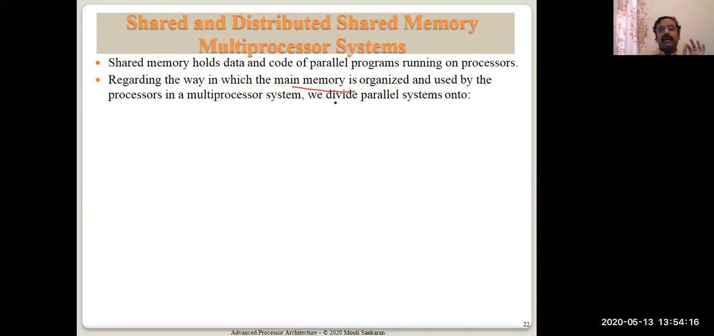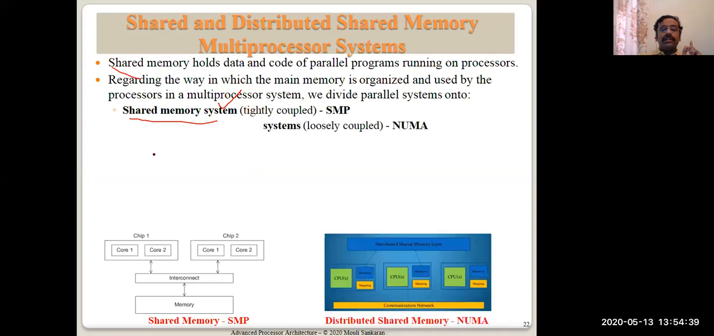Regarding the way in which main memory is organized, as I told you, it is not a cache memory. Once I say memory, it is the main memory. It's organized and used by processors in a multiprocessor system. We divide it into two. I told you we are talking about main memory only, and I'm sure we are talking about multiprocessors because we are talking about shared. So either it is a shared memory system or a distributed shared memory system. Either that physical memory, the main memory, may be in one place physically like this. Where is the picture? Here. Or it is physically located in different places.